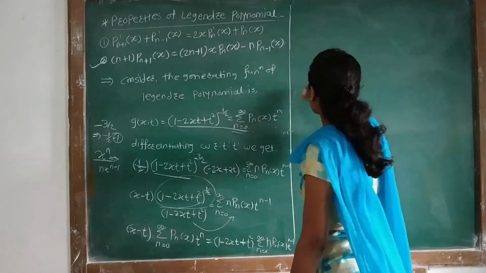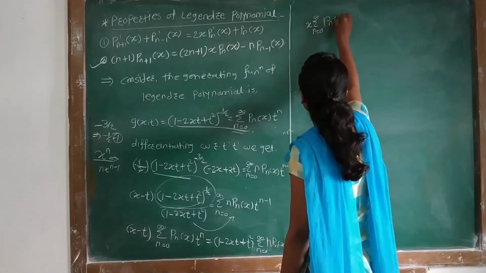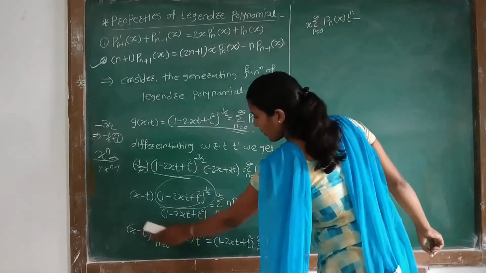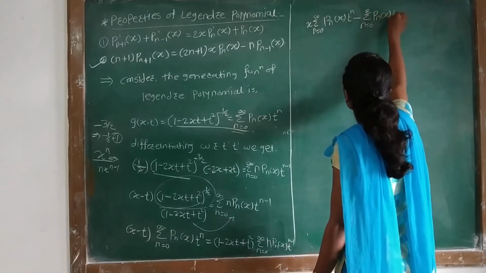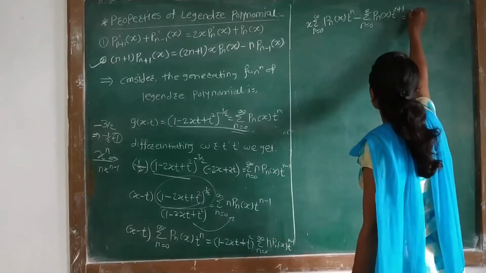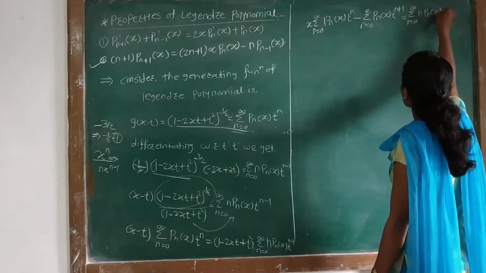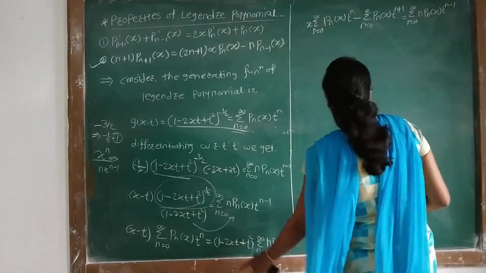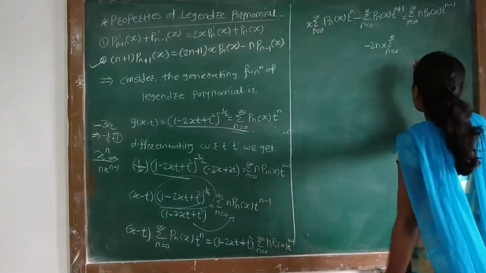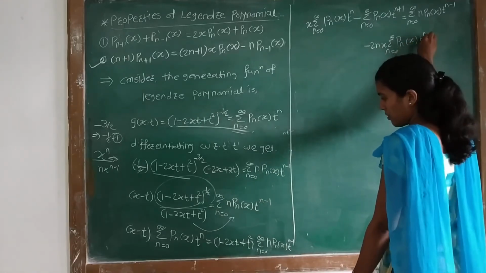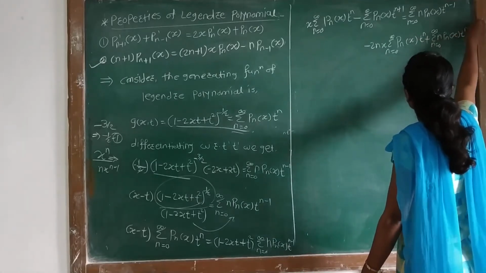Now, multiplying out this equation: x into summation over n = 0 to infinity P_n(x) t^n, minus t times t^n, which is t^(n+1), summation over n = 0 to infinity P_n(x) t^(n+1), is equal to summation over n = 0 to infinity n P_n(x) t^(n-1), minus 2x summation over n = 0 to infinity n P_n(x) t^n, plus summation over n = 0 to infinity n P_n(x) t^(n+1).